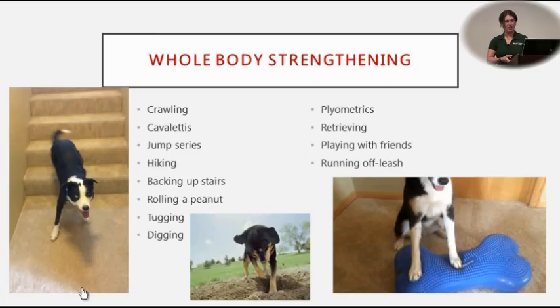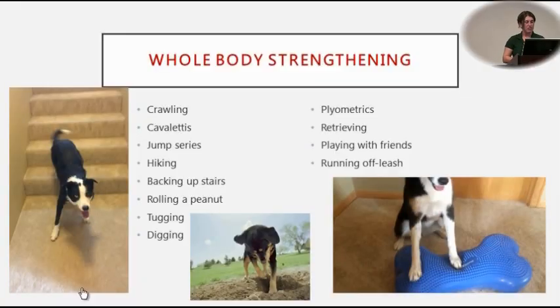All right, whole body strengthening. These are things like crawling, crawling under cavaletti poles or just crawling on the ground. Doing cavalettis, you've got to engage so many more muscles than just walking when you're doing cavaletti poles. Doing a jump series, this is something that I'll do a lot with my retriever clients because they know how to go out and back. You just put a jump series between where they go out for their retrieve and back.